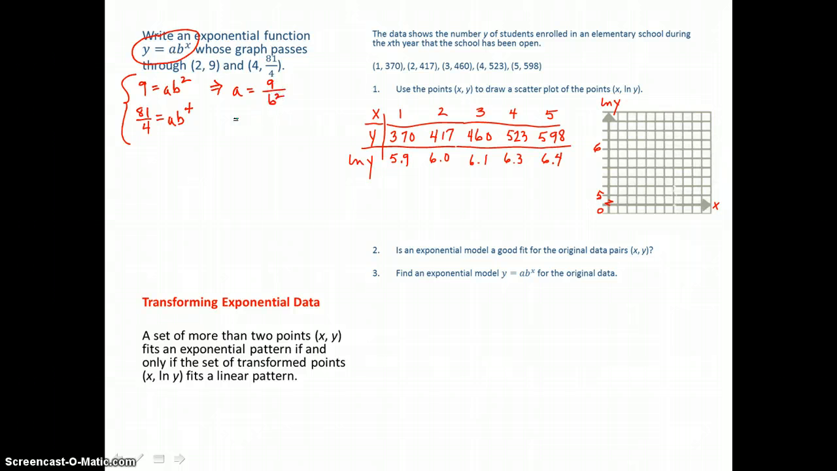And I'm going to substitute for a into the second equation: 9 over b squared times b to the 4th power. Now on the right hand side I have like bases that I'm dividing. When we divide like bases, we subtract exponents. So that would be b to the 4 minus 2 power. Now I want to get b squared alone, so I'll divide both sides by 9, which is the same as multiplying by its reciprocal, 1/9.